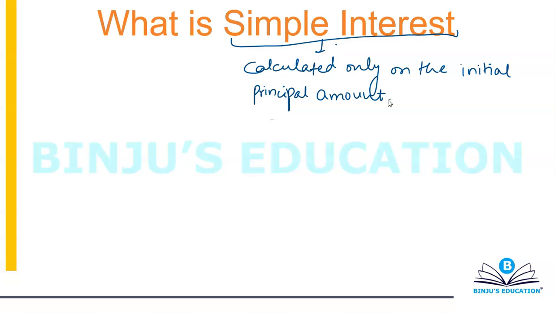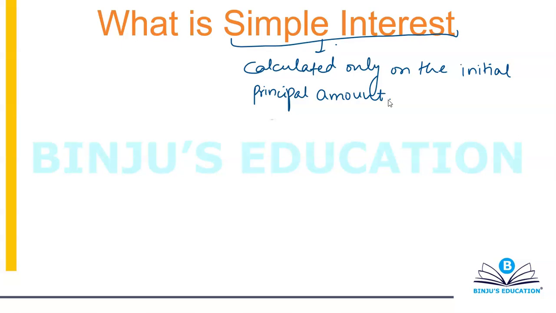Which means simple interest throughout will remain constant. That is, simple interest for the first year will be equal to simple interest for the second year, will be equal to simple interest for the third year, and so on and so forth. Why? Because your initial principal amount will never change. If your initial principal amount is not changing, then your interest is also not changing, then your simple interest is also not changing. So it's an interest which is calculated only on the initial principal amount.